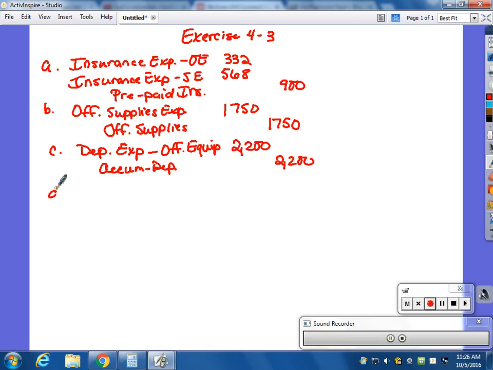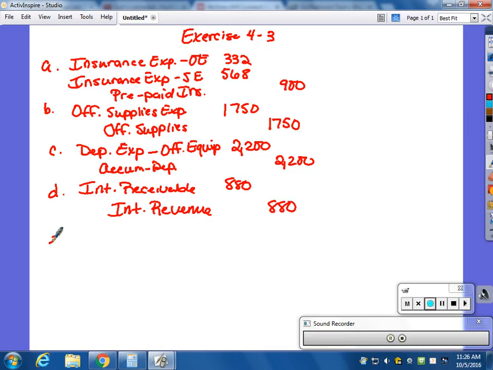What about letter D? What was the adjustment? Interest receivable. A debit to interest receivable for $880. A credit to what? Interest revenue, for $880. Letter E, what was the adjustment?